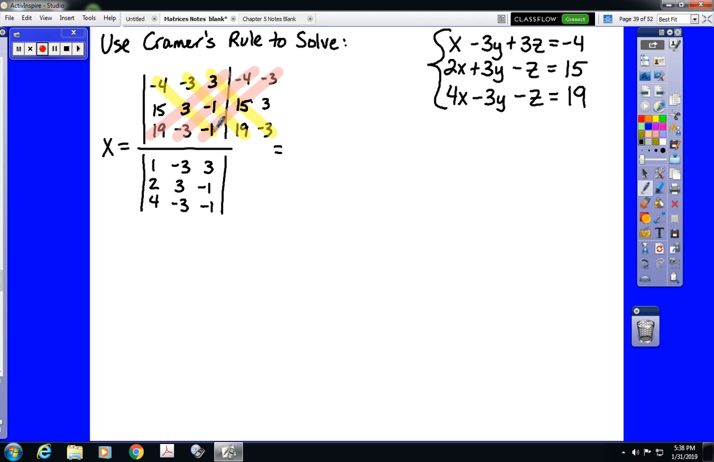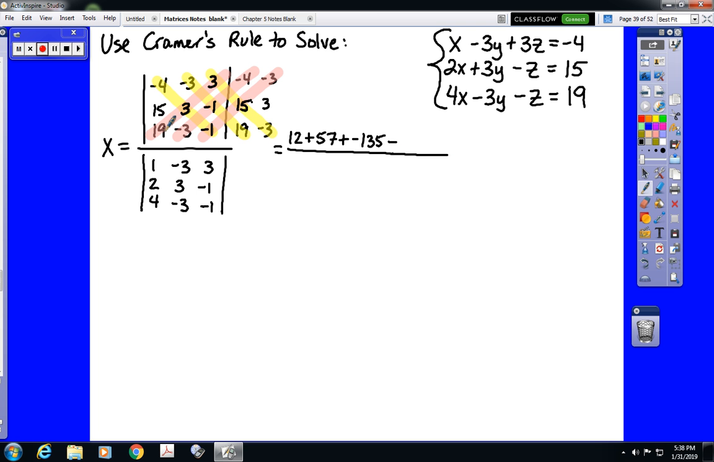So, we'll multiply this downward here. That's negative 4 times 3 times negative 1, which is 12, plus negative 3 times negative 1 times 19, which is 57. 3 times 15 times negative 3 is negative 135. Then we have our upward diagonals, which start off as minuses.